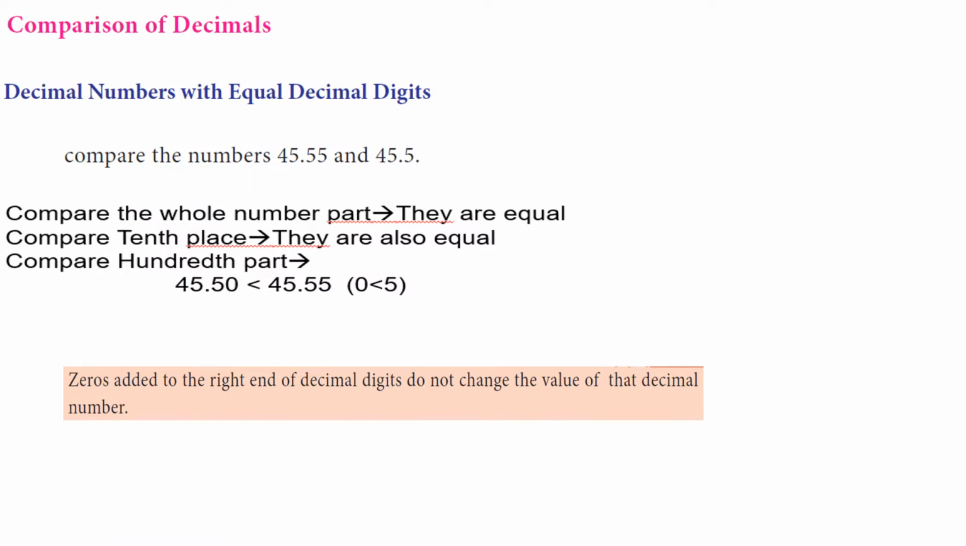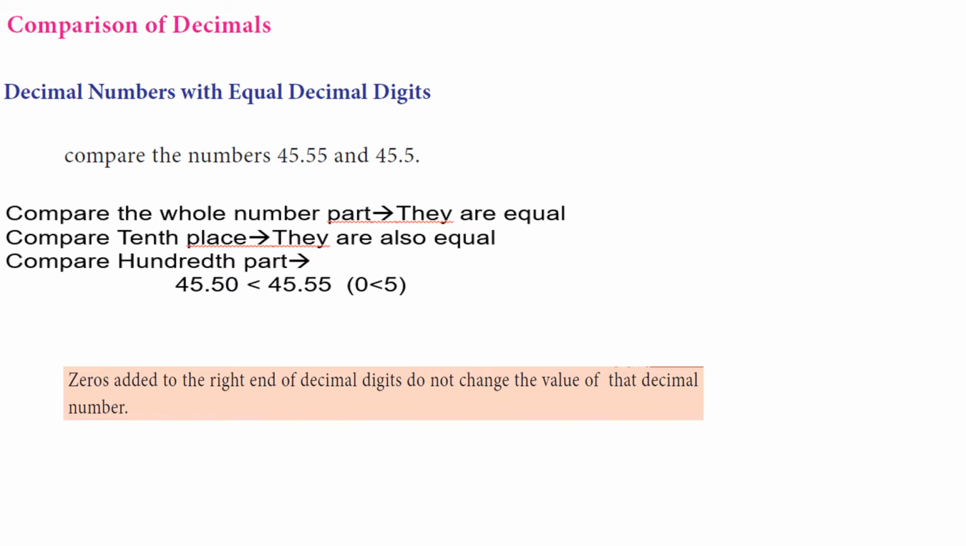Today we are going to discuss comparison of decimals, that is, decimal numbers with equal decimal digits. First you see, compare the numbers 45.55 and 45.5.